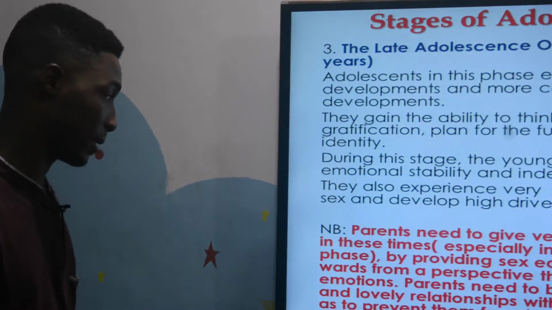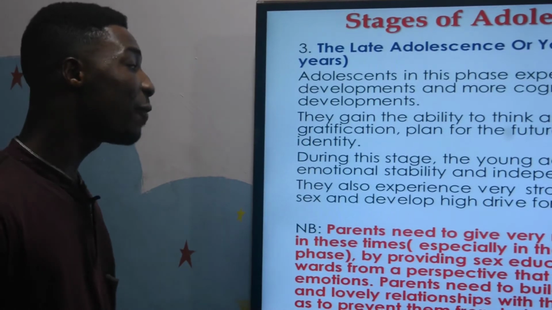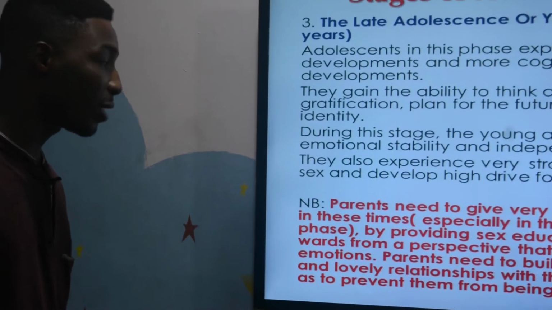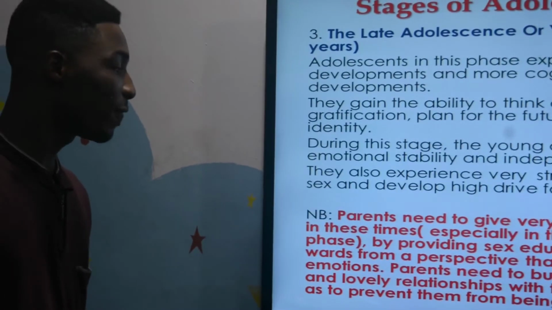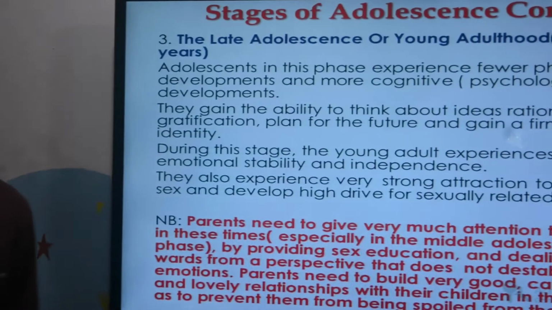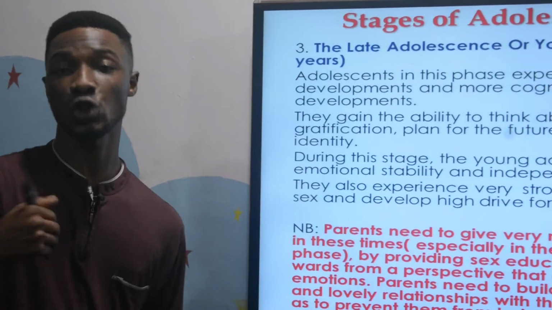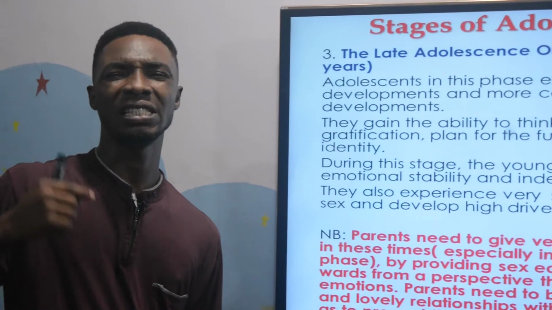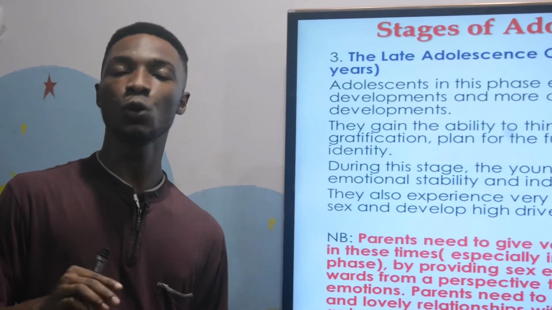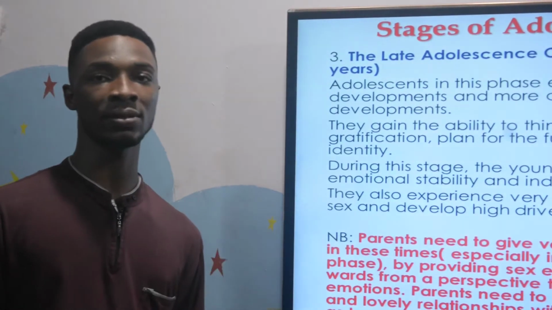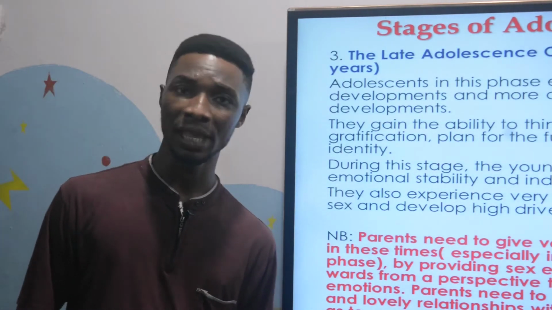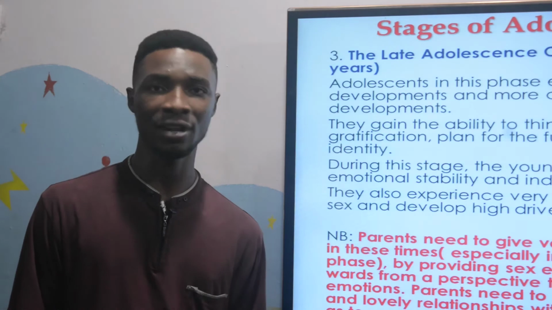Parents need to build very good, calm, cordial and loving relationships with their children in these times so as to prevent them from being spoiled from the outside. This is where parents must show their wards that they love them. They must develop very lovely, cordial, and warm relationships with their wards so that their wards can disclose everything to them and they might not be hiding things from their parents.